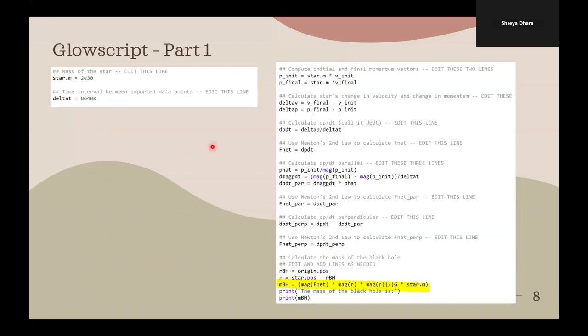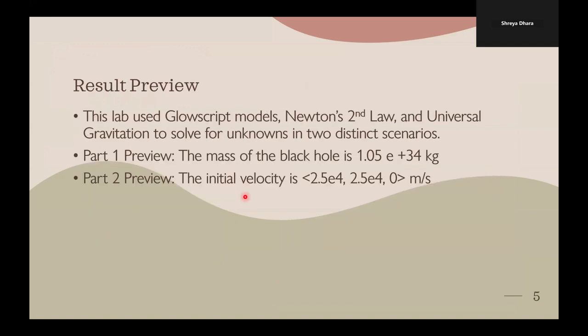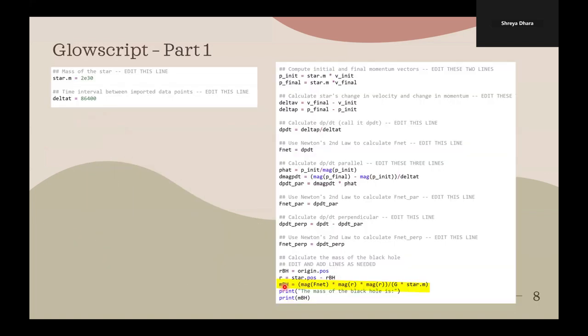So here is the GlowScript code for part 1. You can see here that I edited the delta t to match the time interval, and then I calculated the initial and final momentum, the change in velocity, the change in momentum, and then dp dt, which is our change in momentum over change in time, which was the same as F net. We then found dp dt parallel and dp dt perpendicular, and then finally we applied our universal gravitation formula, which is listed right here. We just moved some variables around and solved for M BH, which is the mass of the black hole.